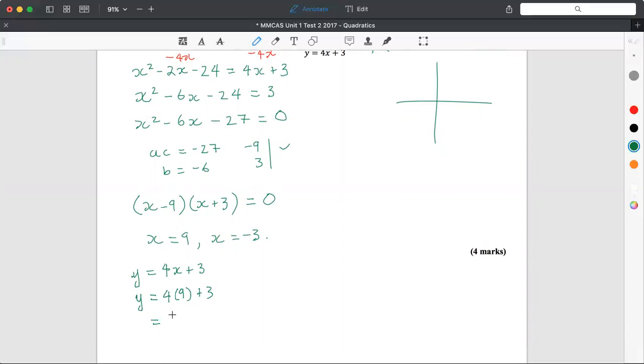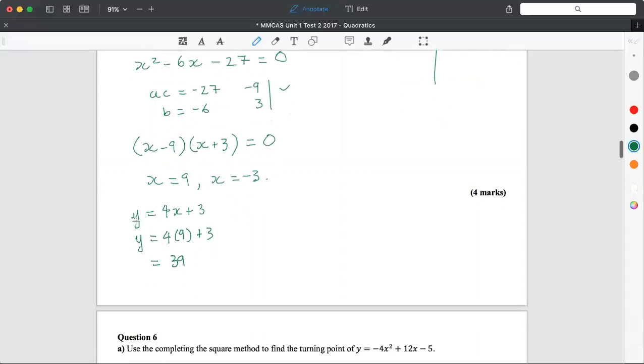So y equals 4 times 9 plus 3. 4 times 9 is 36, plus 3 is 39. So one of our coordinates, which we can write, is (9, 39) for one of the points of intersection. Now let's do the other one. Maybe I'll use a different color. Again, use the same equation. y equals 4 times -3 plus 3. 4 times -3 is -12, plus 3 is going to be -9. Sounds about right. So the x value is -3 and the y value is -9.